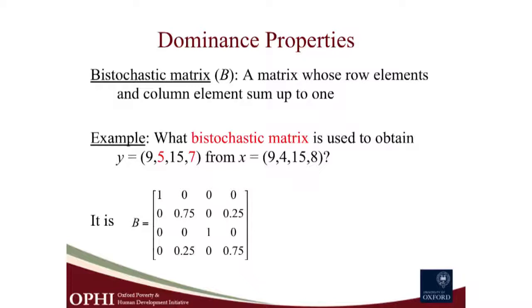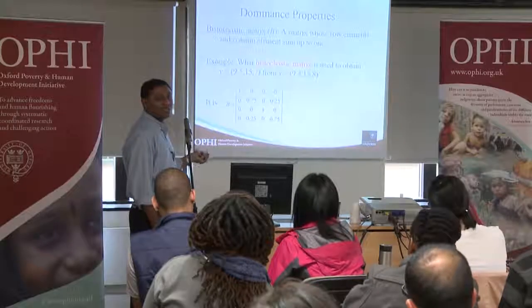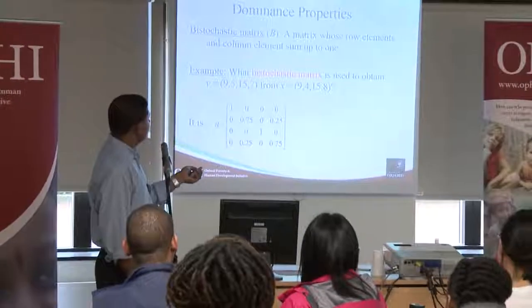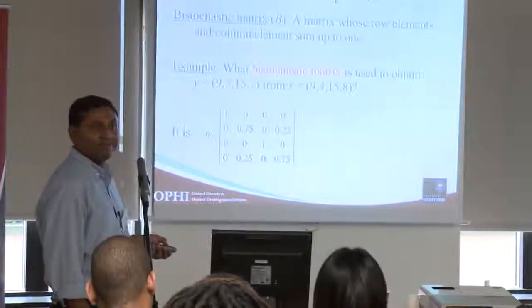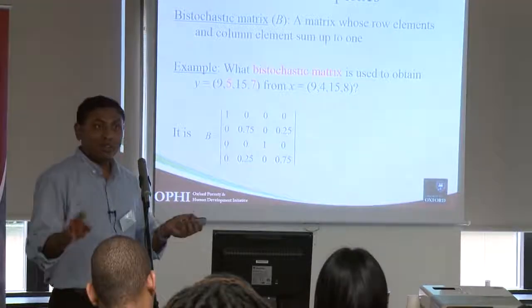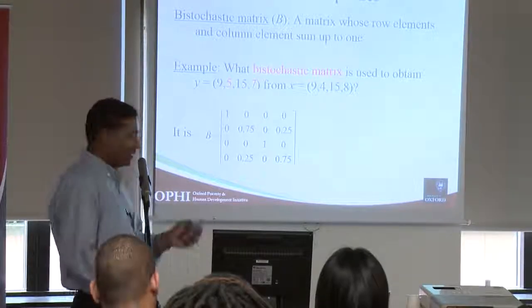So now suppose we ask what bistochastic matrix is used to obtain this from this, because here you have 9 and 15, but here you have 5 and 7, you have 4 and 8. So this is more unequal than this one, right? This is 5 and 7, this is 4 and 8. Now if you ask which bistochastic matrix is used, I am not going to ask you to solve. This is the idea. This bistochastic matrix is going to be used to get this particular vector. You may solve it when you are at home in the evening. Let's not do it now.